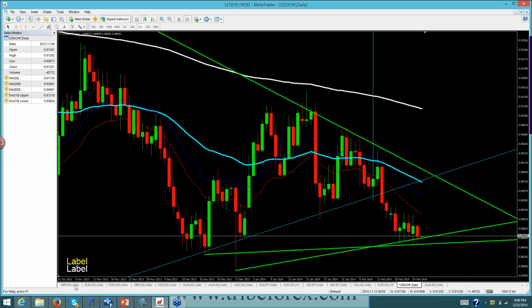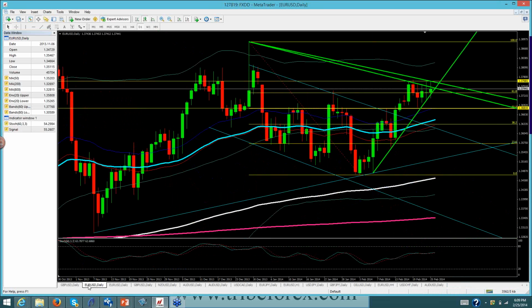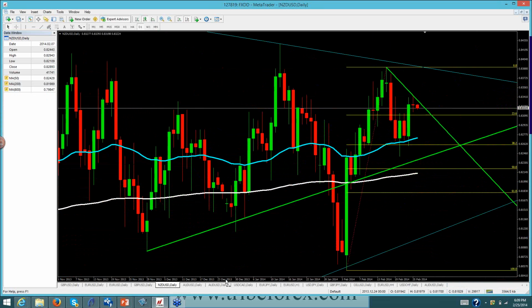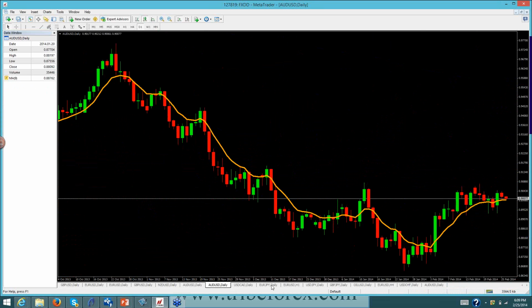So to recap, sell on the euro dollar. Yeah, I can see a sell on the euro dollar. I'm looking for a bounce off the highs though. I'm looking for price to move up on the euro dollar and then for us to get a sell on the euro dollar. I think that we see a sell on the pound dollar. I'm looking for a sell on the New Zealand dollar, sell on the Aussie dollar.